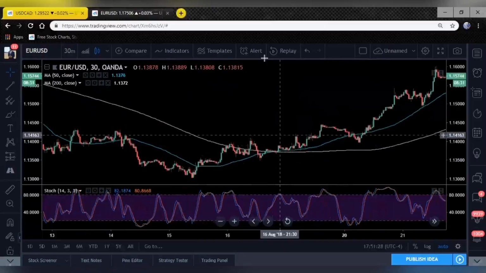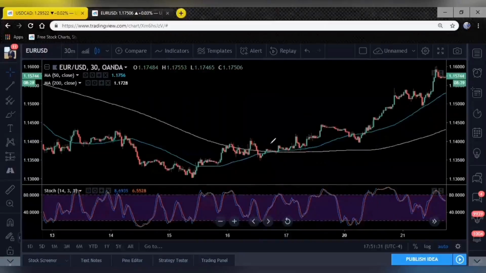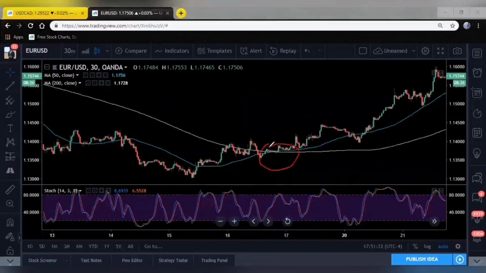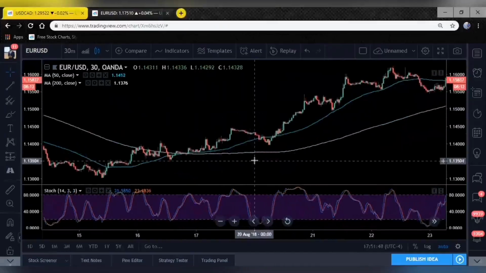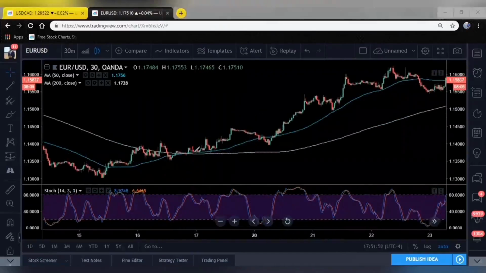Here as well, we notice moving averages crossed again. The 50 moving average crossed the 200 moving averages, representing as a support and resistance zone. And we could see that price is moving upwards on a bullish momentum, staying within the moving averages after a cross.